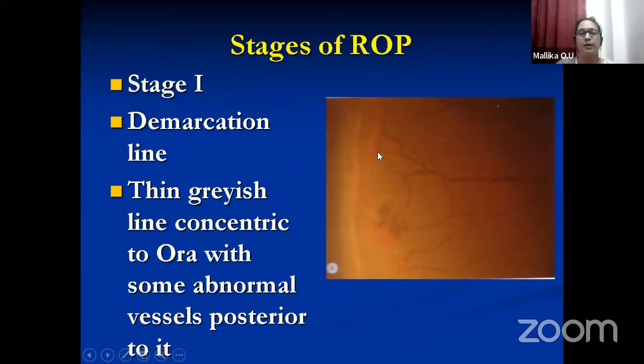Okay, so because of the oxygen supply or the neonatal ICU oxygenation, the patient developed some small vessels. So the first stage is a demarcation line with some abnormal blood vessels. Can you see these small crowded vessels? These are the abnormal blood vessels which demarcate the avascular retina from the normal retina. So that is a demarcation line, which is stage 1.